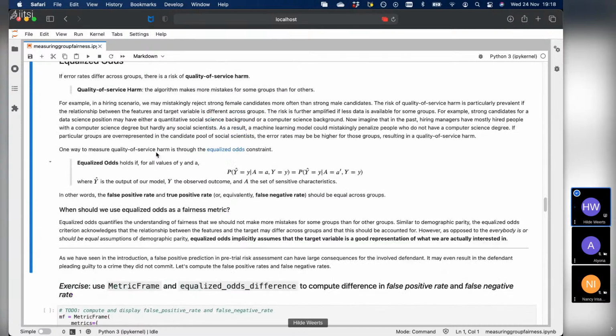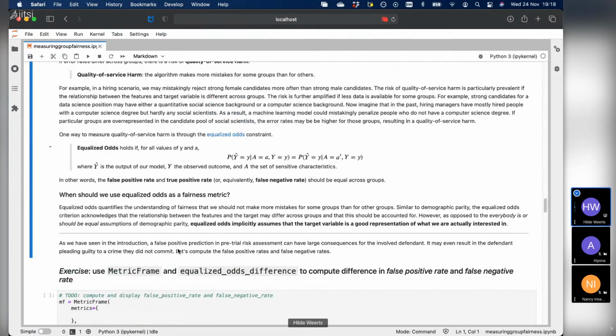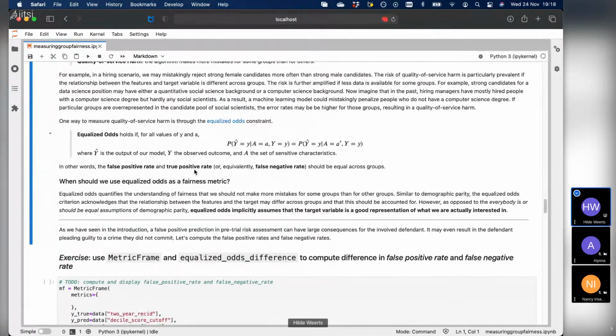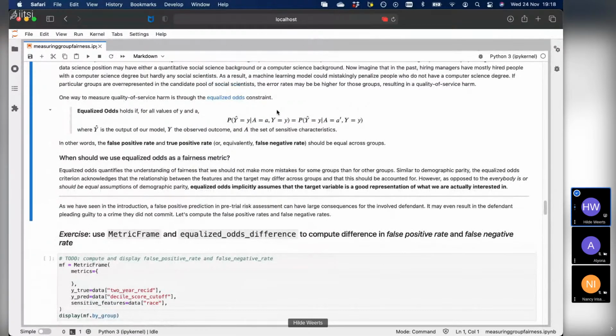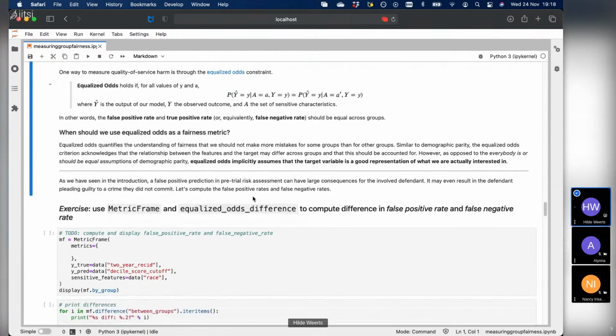Yeah, so getting back to equalized odds. So it's simply the false positive rate and true positive rate should be equal across groups. So when should you use this? As I already alluded to, the main difference with demographic parity is that we actually condition on the ground truth variable. And this directly implies that we believe that the target variable is a good representation of what we are actually interested in.